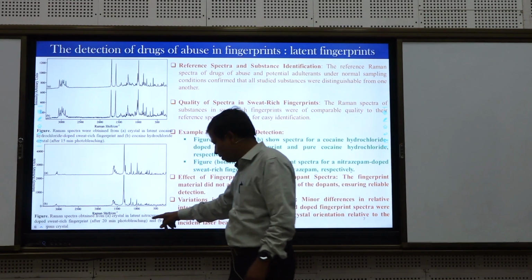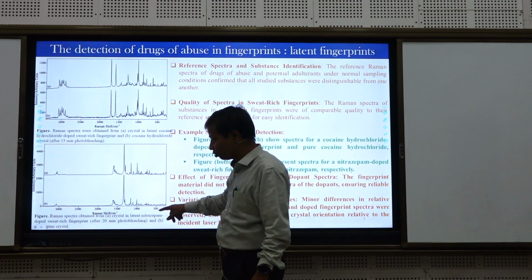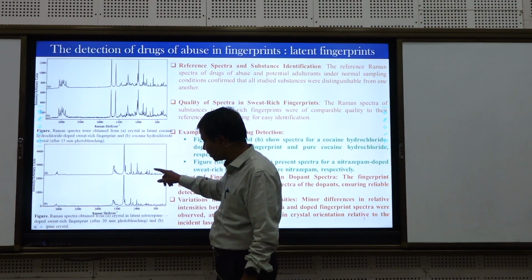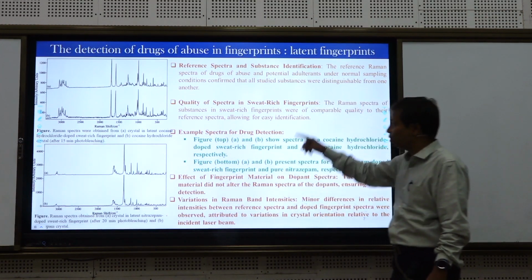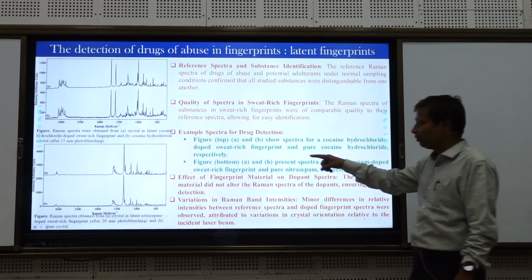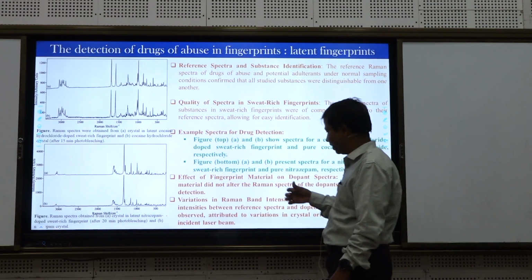And this is another one, nitrazepam. This is also a doping agent, also a drug. This is another drug molecule. So two drug molecules they have found that they can find out from your fingerprint.